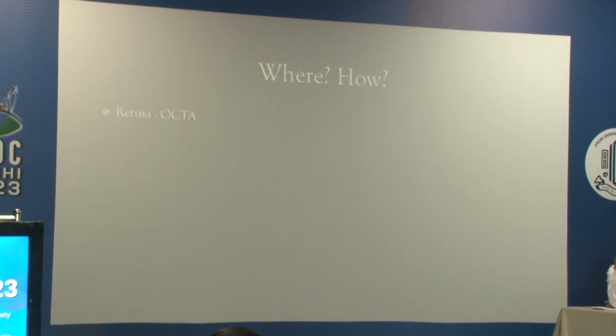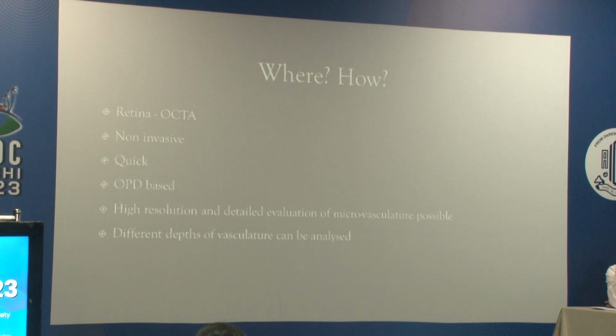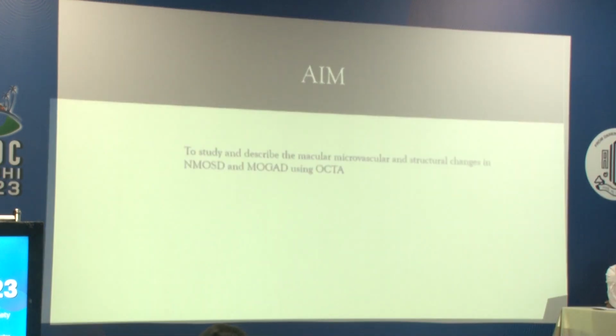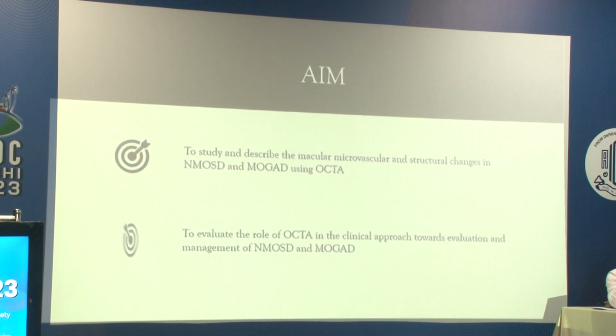In the retina, of course, because it's the most accessible vasculature of the central nervous system. And how? With the advent of optical coherence tomography angiography, we can study these vascular changes non-invasively, conveniently, and in great detail. So we wanted to study and describe the macular, microvascular, and structural changes in NMOSD and MOGAD using OCTA. And we wanted to evaluate the role of OCTA in the clinical approach towards the evaluation of these disorders.